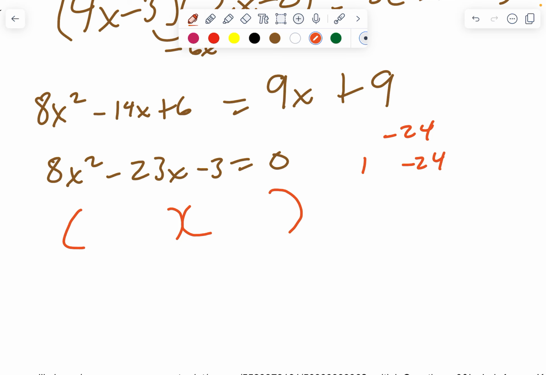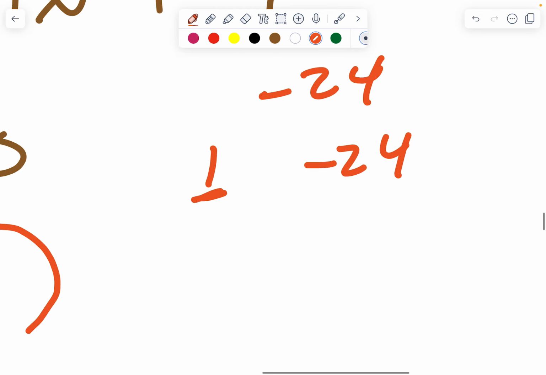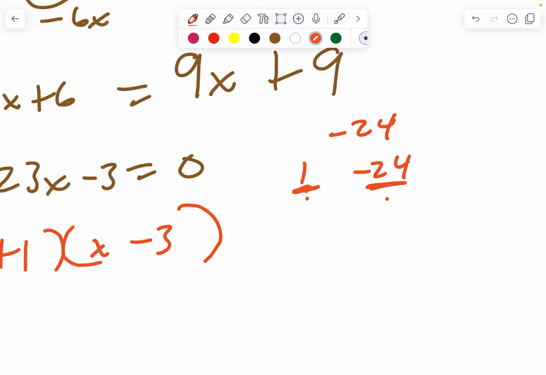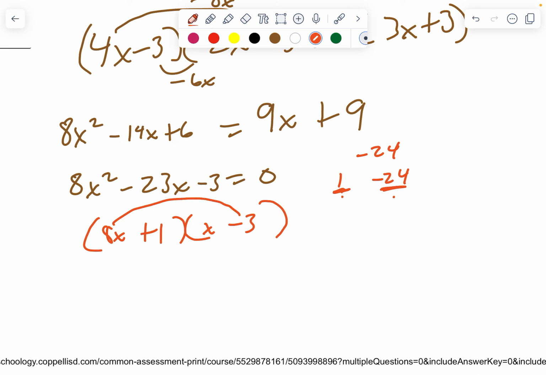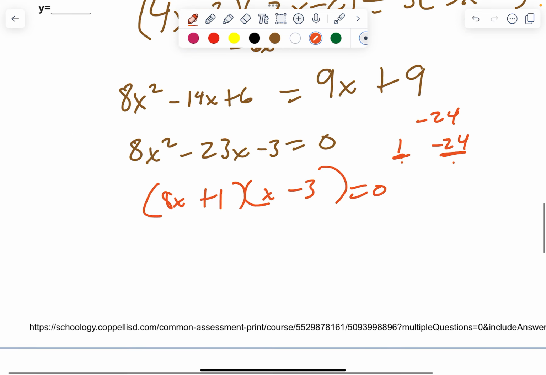Well, 8 times 3, and 1 times 1 gets the job done. Remember that this is my outside and my inside distribution. It doesn't matter which one's which, but when I do my outside, I get minus 24. When I do my inside, I get plus 1. So I've got the right numbers here. So this is equal to 0. So x equals negative 1/8 and positive 3.